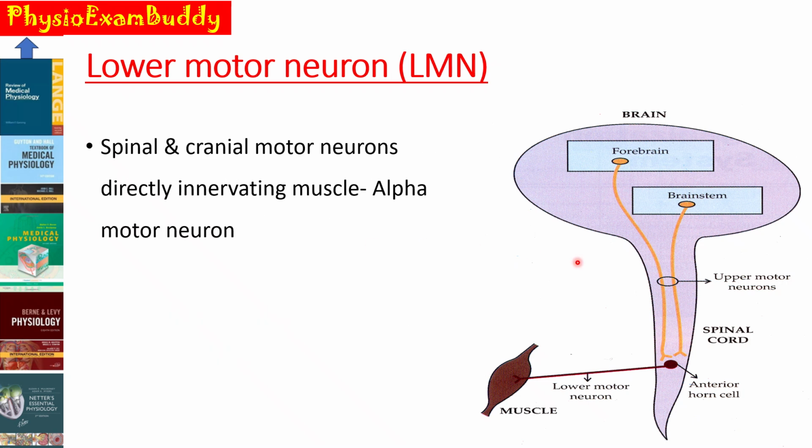Lower motor neuron means basically the spinal as well as the cranial motor neurons that directly innervate the muscle, especially our alpha motor neuron, which is present in the anterior horn of the spinal cord. They constitute the lower motor neuron.